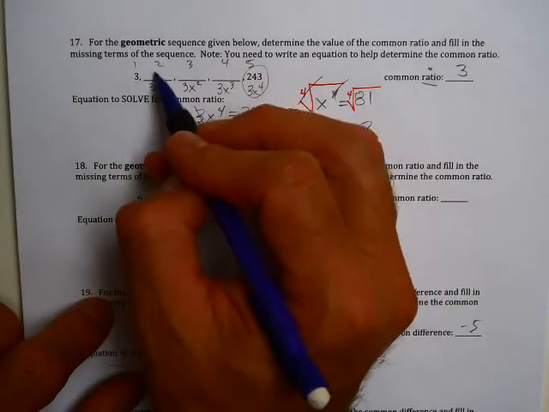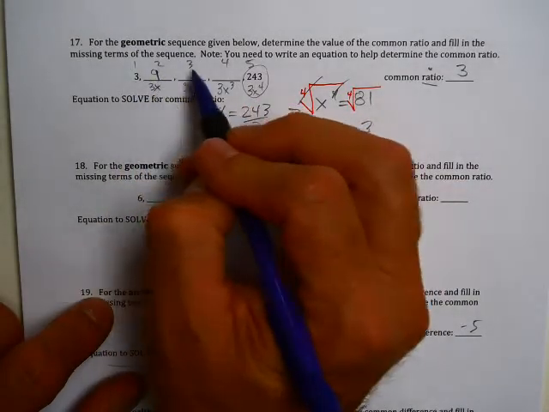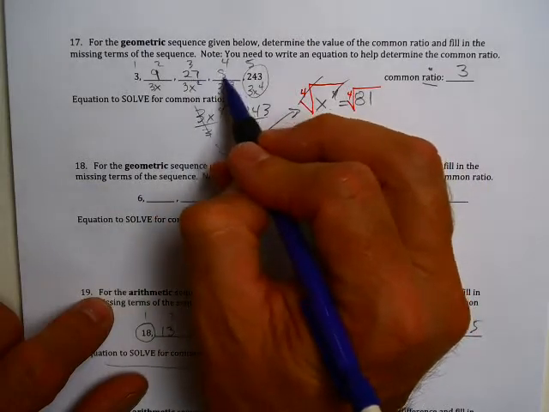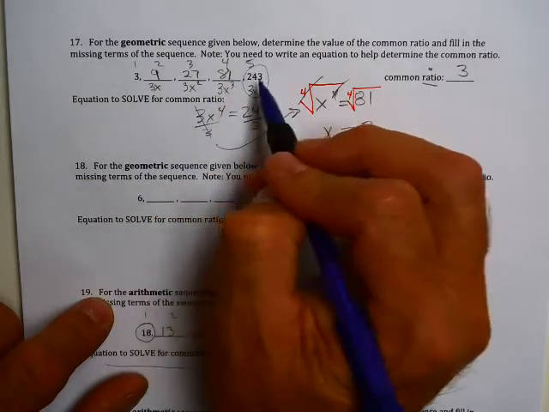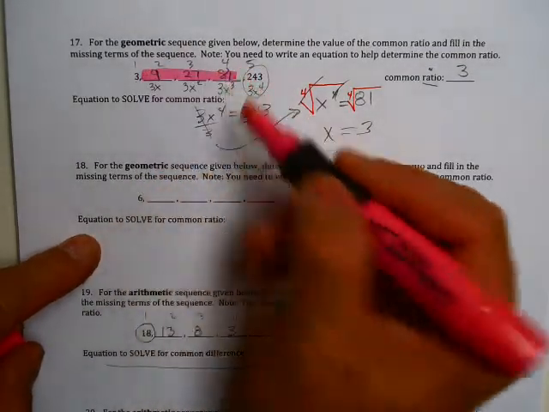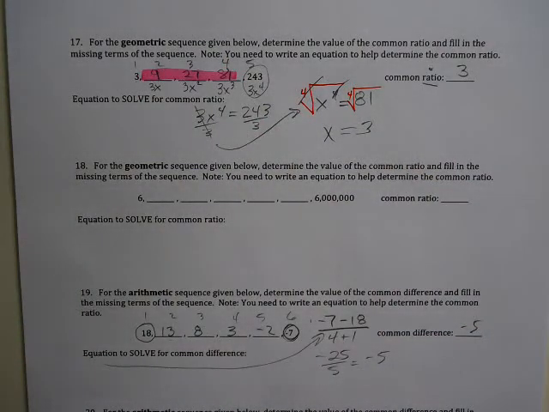So 3 times 3 is 9. 9 times 3 is 27. 27 times 3 is 81, and 81 times 3 is 243. So these are really the numbers that we want in there.